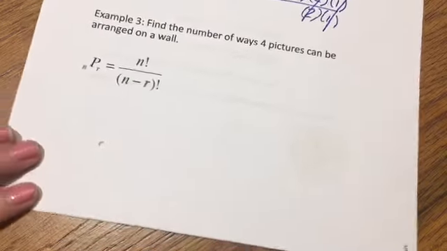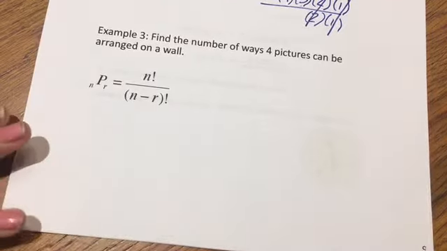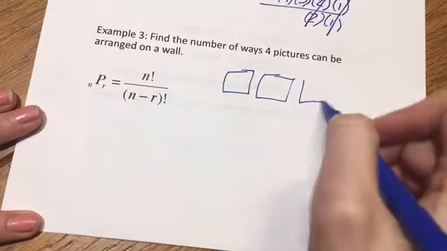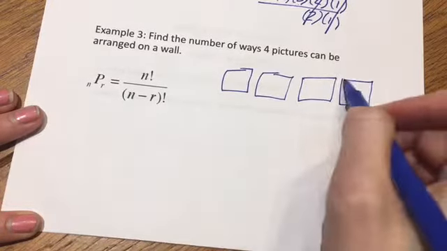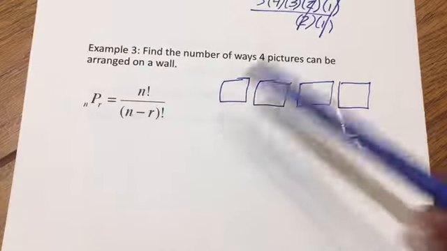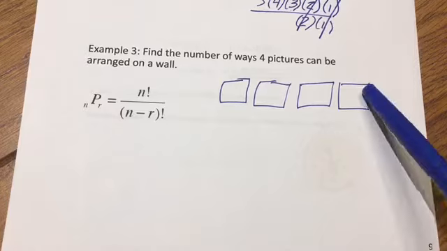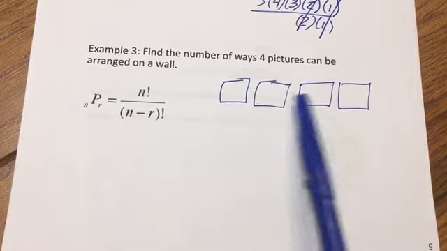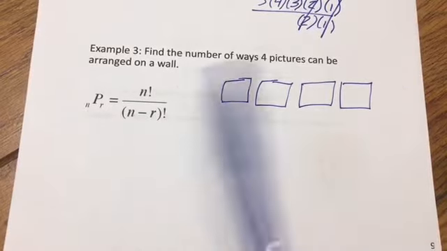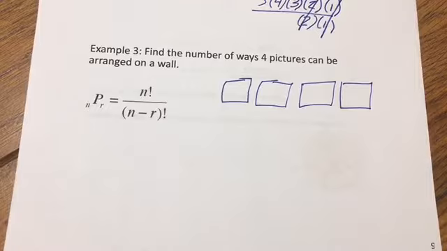Find the number of ways 4 pictures can be arranged on a wall. Okay, so we have 4 pictures lined up on a wall. So this is what I mean when I say 4 pictures arranged on a wall. We want to know how many different ways we could arrange them. So let's say we have a picture of mom and dad, picture of the dog, picture of brother, picture of me, right? So we could rearrange them. So we have mom and dad here, we have the dog here, we have me here, we have my brother over here, right? So we could rearrange them several different ways. We want to know how many different ways could we rearrange them.